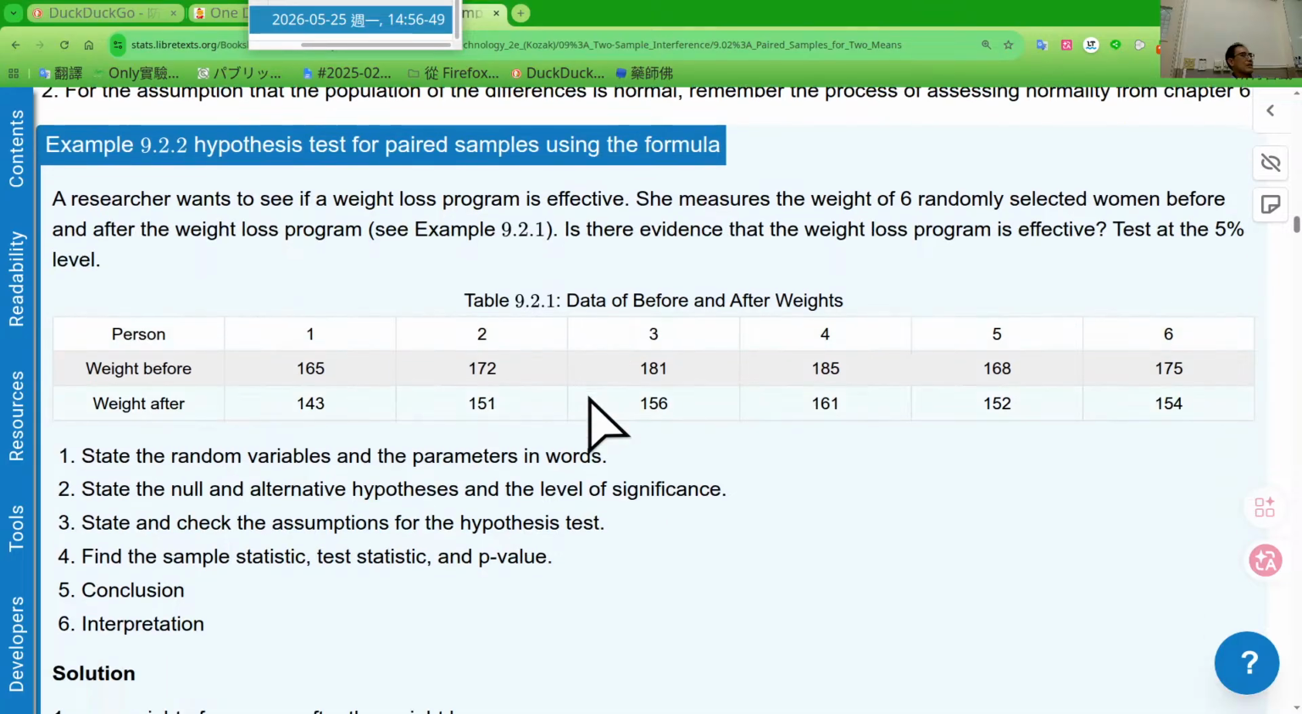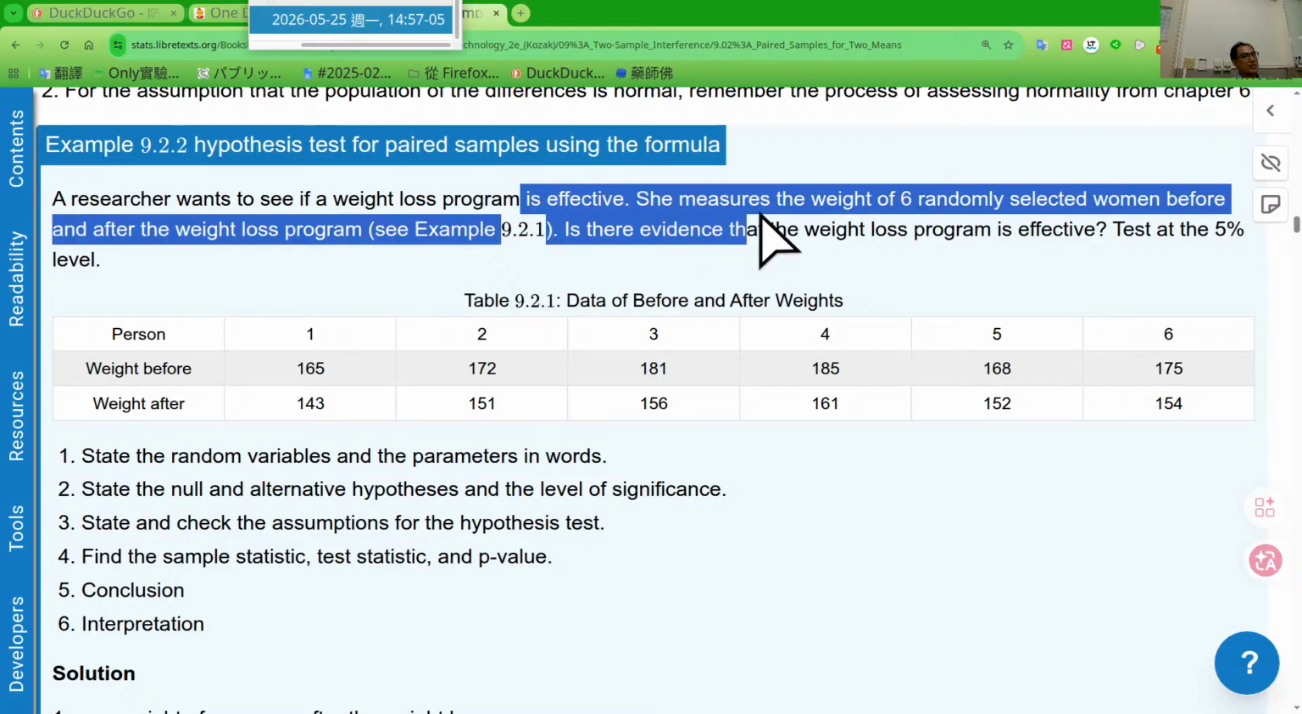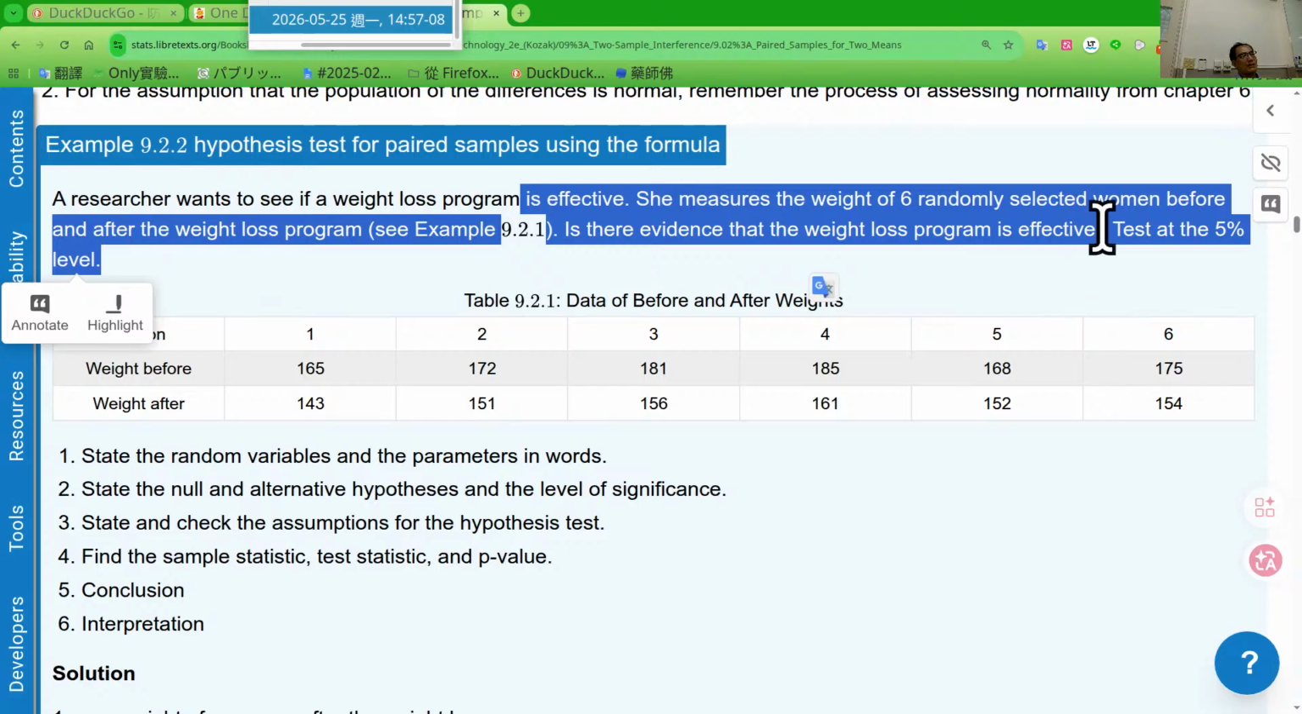Try to run this. Example 9.2.2. Hypothesis test for paired samples using formula. A researcher wants to see if a weight loss program is effective. She measures the weight of 6 randomly selected women before and after the weight loss program. See the example is here. Is there evidence that the weight loss program is effective? Test at the 5% level.